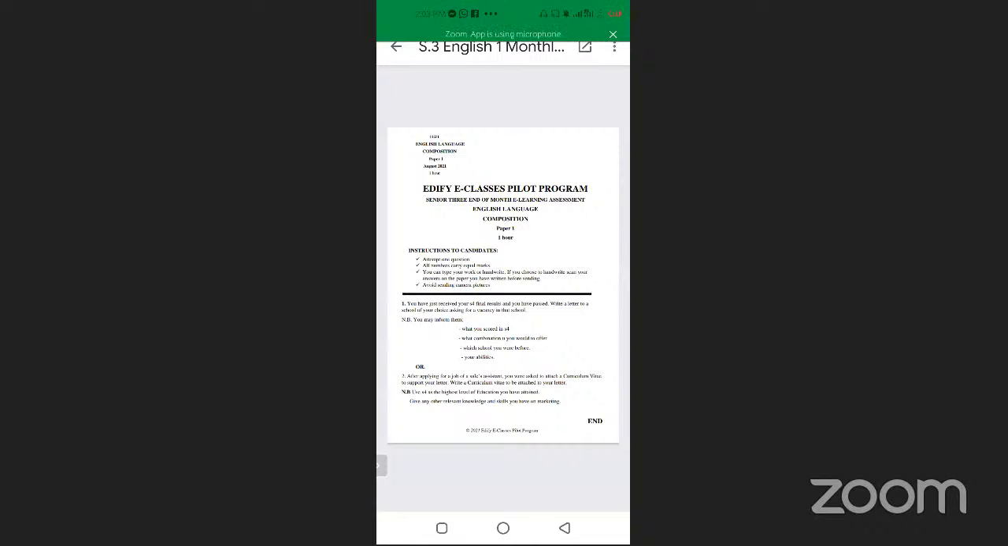You have received your Senior 4 final results, and you have passed. Write a letter to a school of your choice, asking for a vacancy in that school. I expected you as students to have picked a school of your choice, because by now you know where you want to go for A level. So I expected you to choose that school and use it as the address. You will use the address of the school you're in, and you will address the letter to the head teacher of the school of your choice.